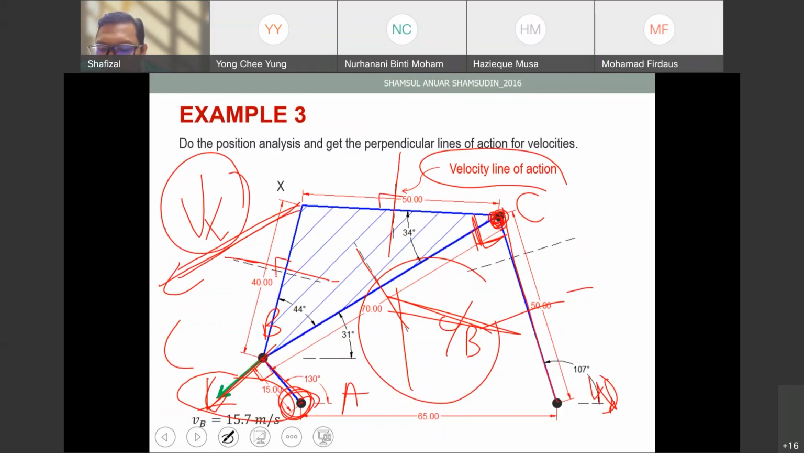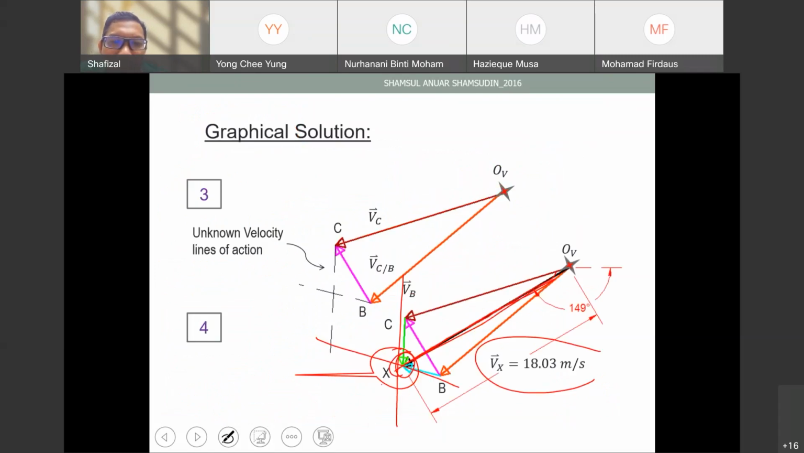So kita combine, put in the drawing here. We put in the diagram here. And then the intersections will be the velocity of point X. So you ukur panjang ni, berapa panjang ni? For this case, the length of that vector is 18.03 meter per second. So kita dah dapat cari nilai velocity pada point X.